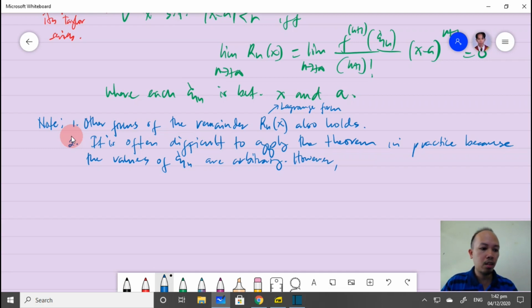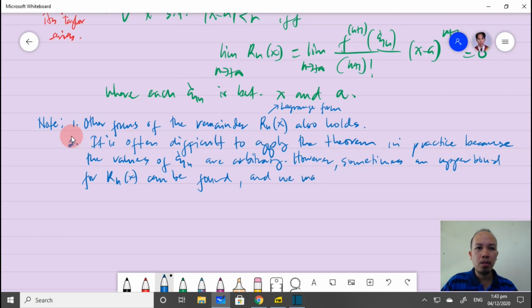However, sometimes an upper bound for r sub n of x can be found, and we may be able to prove that the limit of the upper bound is 0 as n approaches positive infinity.